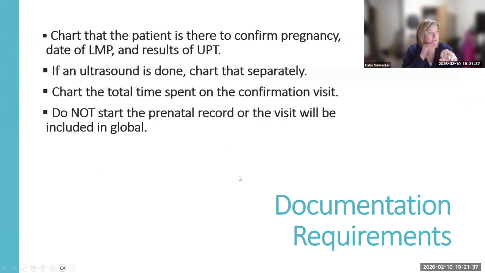So for this, you chart that the patient is there to confirm pregnancy, the date of the last menstrual period, and the result of the urine pregnancy test. If the ultrasound is done, you chart that also because that's separately billable, or it's billable in this visit, and the total time spent on the confirmation visit. And again, you cannot start the prenatal record or the visit is included in global. And that's where most people get confused. A prenatal one is included in global, a confirmation of pregnancy visit is not.